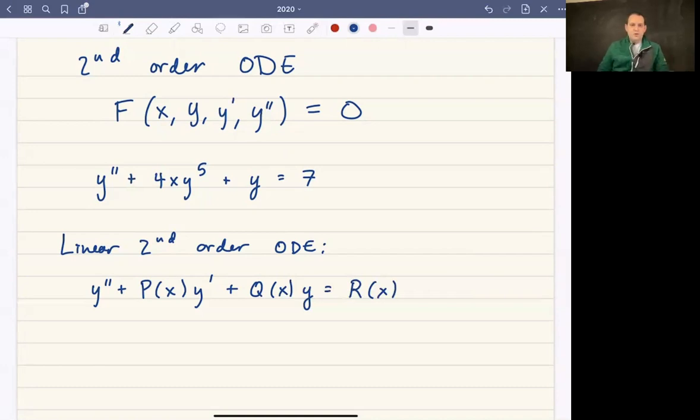Okay, and so this is linear in the sense that all of the y's are there to the first power. So you have y, y prime, y double prime. Those are all to the first power. Nothing's being multiplied. If you were to have something like y times y double prime, then it wouldn't be linear anymore. So linear specifically refers to differential equations of this form.